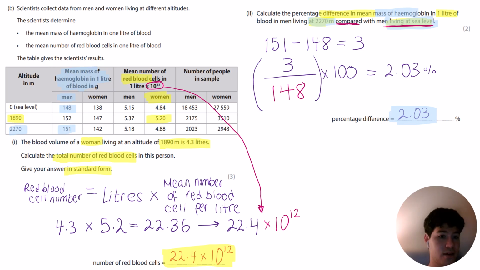So we have 151, which is the mean hemoglobin of men at 2,270 meters in altitude. So 151 minus 148 equals 3. 3 over the men living at sea level, which is 148. We're going to divide them together times 100, which gives us 2.03%.